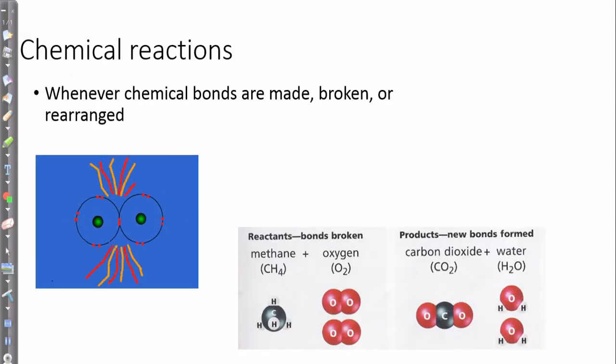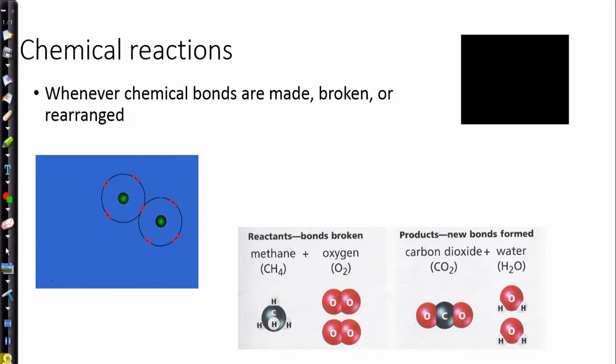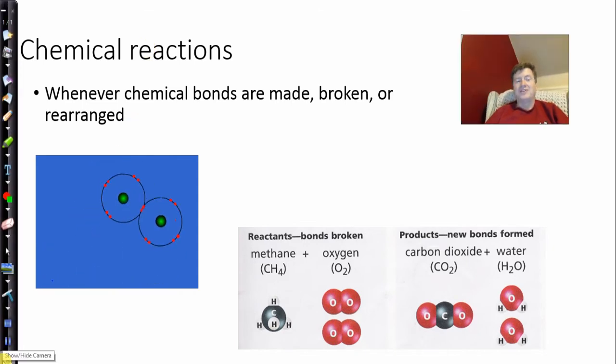Our last little bit here is looking at chemical reactions. As you'll see in A&P, we talk a lot about chemical reactions in physiology. We're going to have a definition of chemical reactions simply being whenever chemical bonds are made or broken or rearranged. You see on this slide, we have methane and oxygen. Methane is CH4, C1, 2, 3, 4, and here's oxygen. These are reactants. This is the initial parts, the stuff we're going to work with.